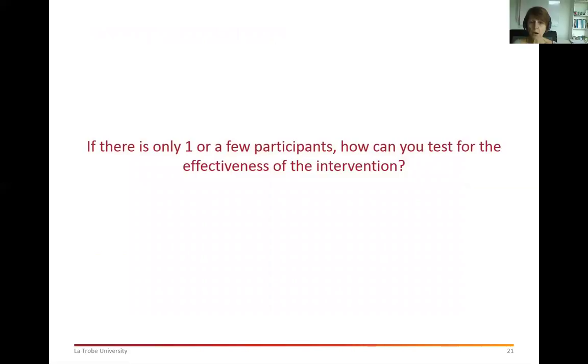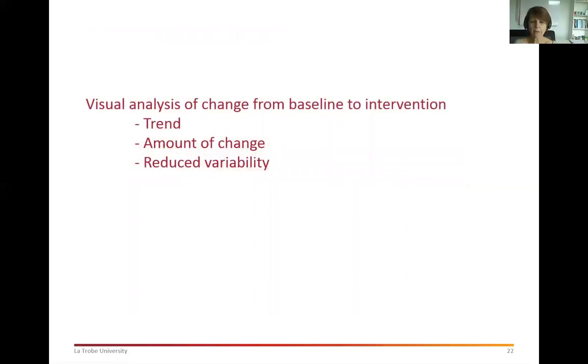If there is only one or a few participants, how can you test for the effectiveness of the intervention? And this is the question that people often ask. How do you know? Is it just by looking at the graph? Well, yes, but there are particular things that we look for. There's intervention changing the trend in the behaviour, the size of the change, and whether or not you're reducing the amount of variability in the behaviour.